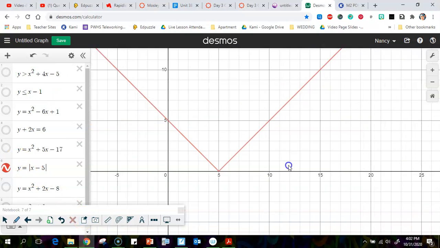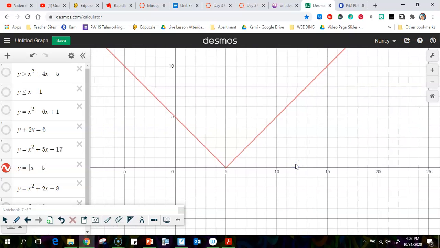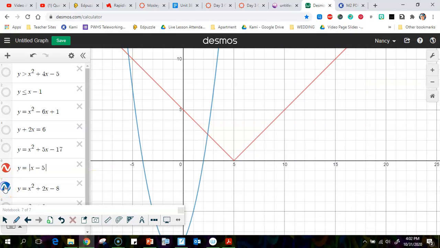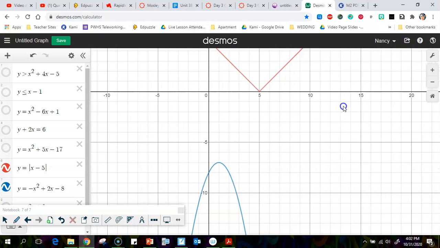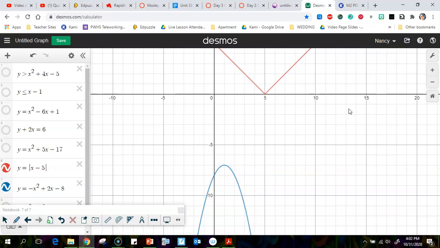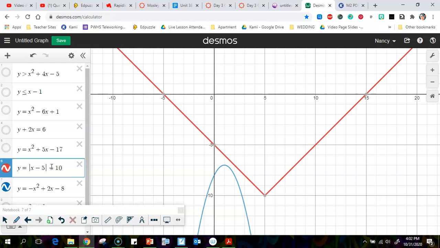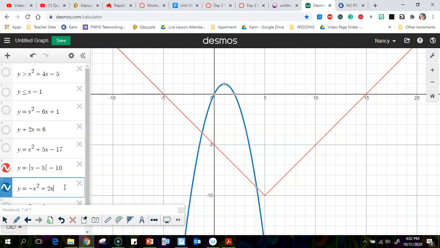This is called an absolute value function. So if I did this function, and let me see what this one looked like again. No, I don't want that one. I'm going to make this, if I make this a negative, it'll open down. Oh, and they don't touch. Look at that. There's no solution for those because they don't even touch each other. Let me see if I can bring this one down. Let's do a -10. Bring this one up some.